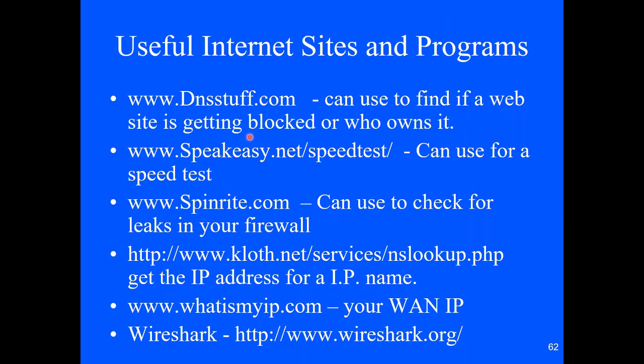Here's some useful internet sites, DNS stuff. You can find if a website's getting blocked or who owns it. I use SPEAKEASY.net a lot of times to find my speed and see how that is. SpinRite can check for leaks in your firewalls. If you have an IP address and want to know whose it is, there's a site for that. What is my IP? gives you your WAN IP. And Wireshark's a great tool for troubleshooting.